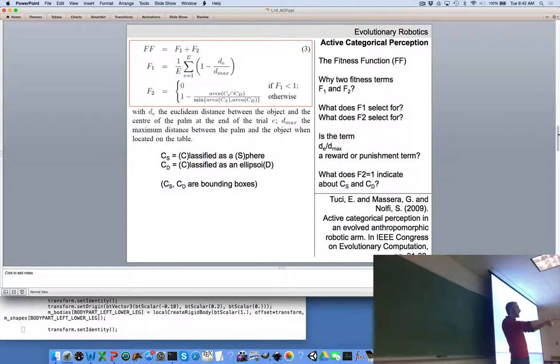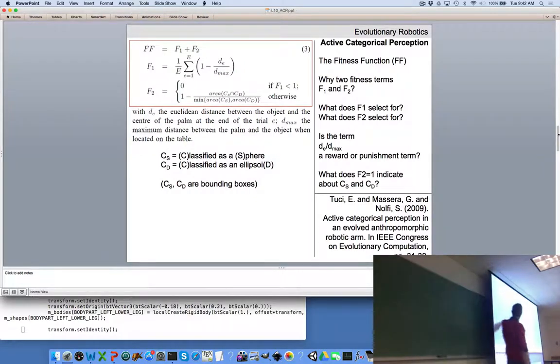Let's imagine that we start by placing the robot's palm on the object. We turn on the CTRNN, and the robot rotates its arm to D sub max. What happens in this case? What's the ratio? It's 1, right? D sub max over D sub max is 1. 1 minus 1 is 0. So the worst possible thing the robot can do is this. Best possible thing it can do is this. And to do this for all uppercase E equals 16 environments.